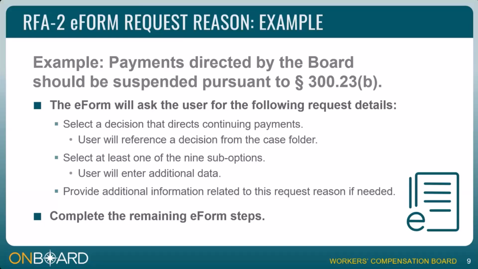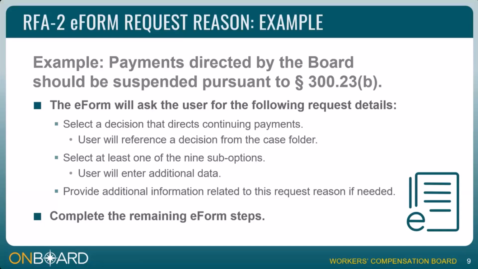And then they can select one of 9 sub-options, or at least one. You can also select multiple. Some examples of sub-options are medical evidence finds no disability or fails to support ongoing disability, claimant has voluntarily removed themselves from or is no longer attached to the labor market, and claimant beneficiary whereabouts are unknown. For each sub-option selected, the user will select another document from the case folder or additional data.